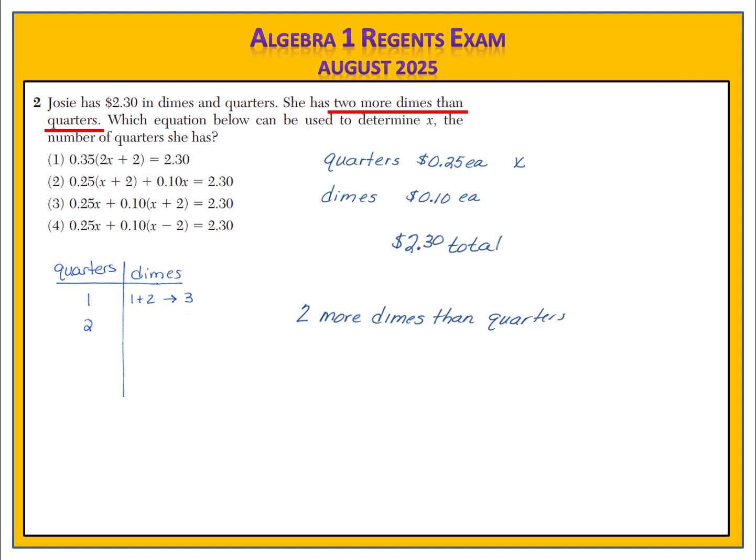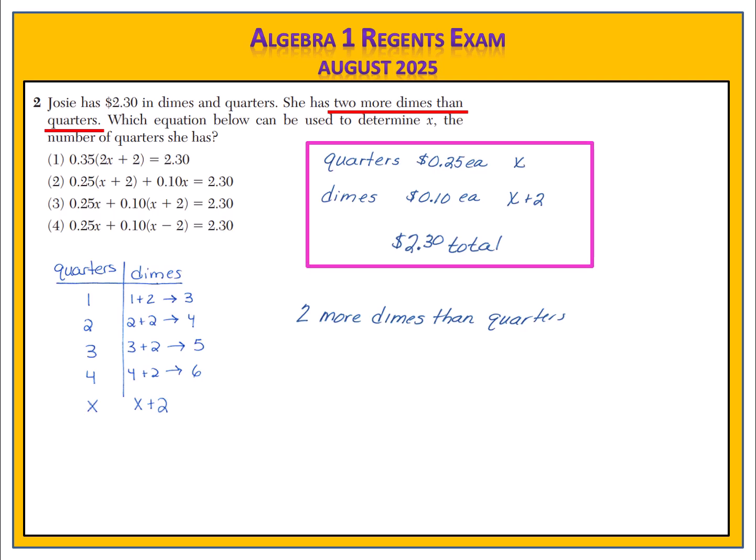If she had 2 quarters, well, she has 2 more dimes. 2 plus 2 would give her 4 dimes. Suppose she had 3 quarters. She has 2 more dimes than quarters, so 3 plus 2 would give her 5. Suppose she has 4 quarters. She has 2 more dimes than quarters, so 4 plus 2 means she has 6 dimes. In each case, notice we are taking the number of quarters and adding 2. So if she has x quarters, then she has x plus 2 dimes. So we'll assign the expression x plus 2 to represent the number of dimes that Josie has.